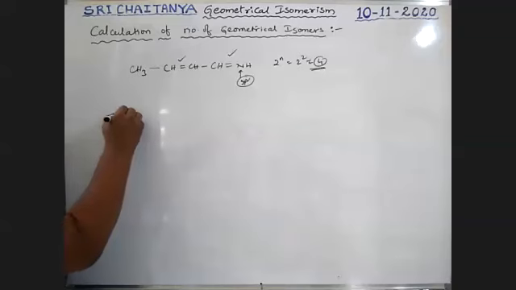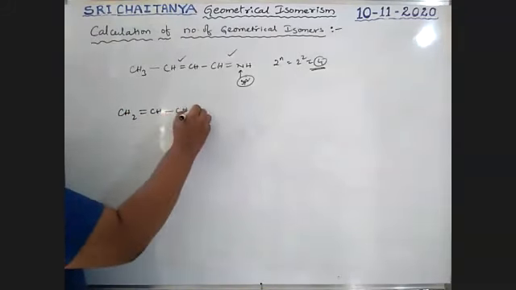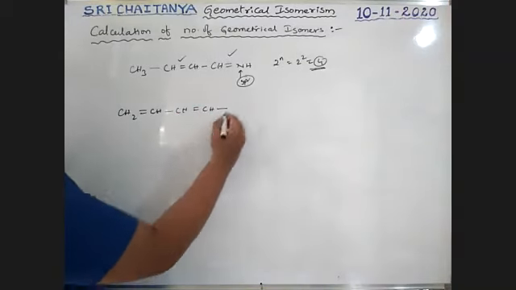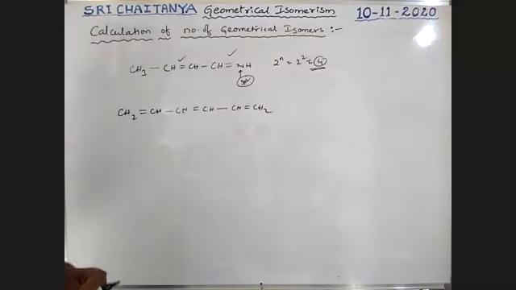Next, CH2 double bond CH, CH double bond CH, CH double bond CH. Tell me how many is the answer? How many geometrical isomers are possible? Tell me. Abhinay, wrong.